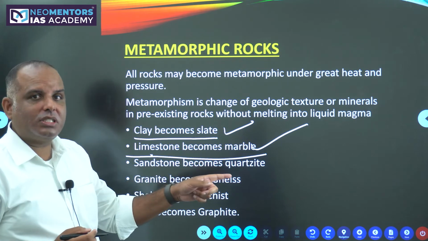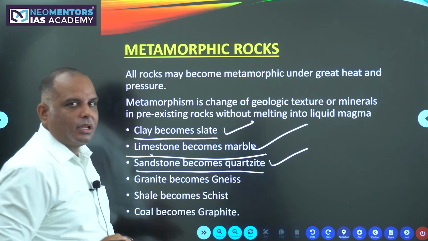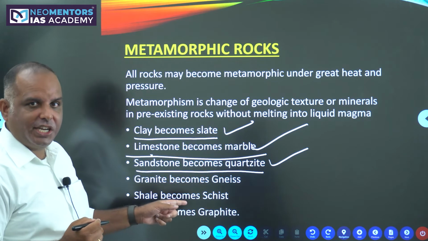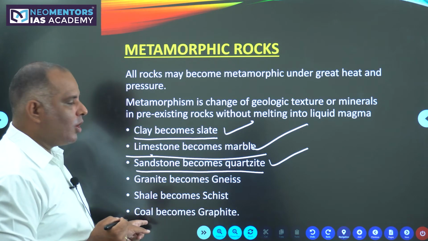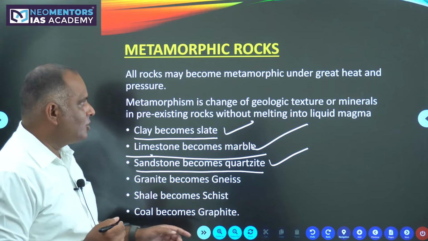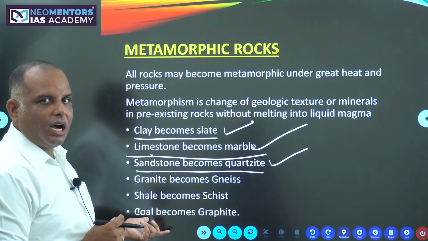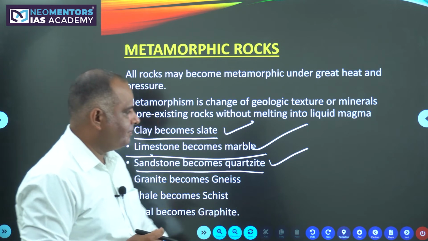Sandstone becomes quartzite. Granite becomes gneiss. Shale becomes schist. And coal becomes graphite. So when there is heat and pressure, each of these rocks is transformed into something else, right?